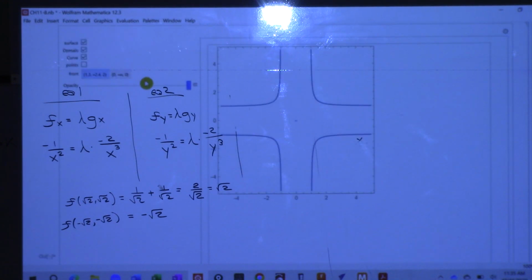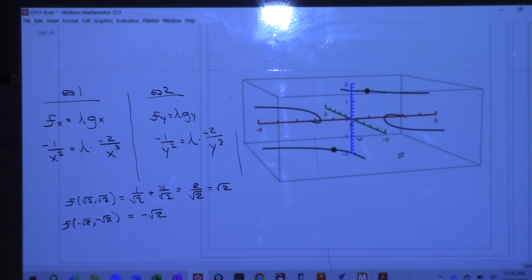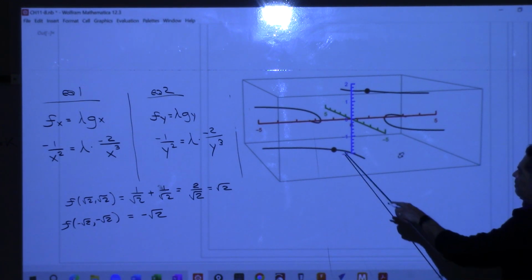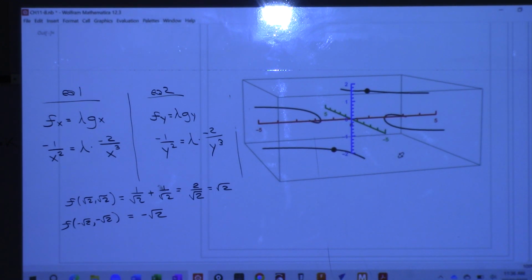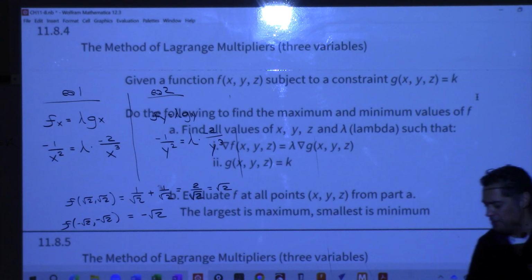Let me take the surface out of here. Let me take the domain out, and let me show you our answers. There we go. So those black curves were that blue curve restricted to our surface. It gave us these weird curves in three-dimensional space. We found the lowest and highest points. All right. Finally, we've moved on.